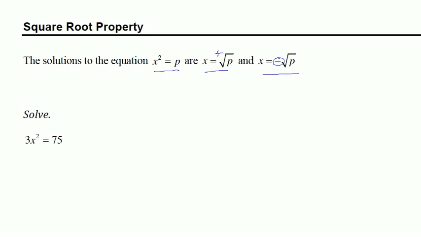If we want to use the square root property on an equation like this, the first thing we want to do is isolate the variable, and we isolate this in the simplest way possible. We want to get this squared expression alone on one side of the equation and have our numeric expression on the other side. So in order to do this on this particular equation, we can just divide both sides by 3, which would turn this into the equation x squared equals 25.